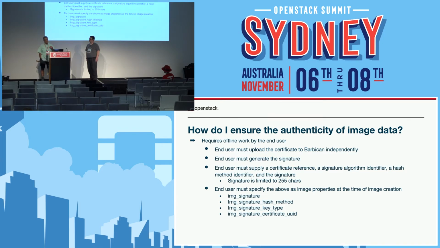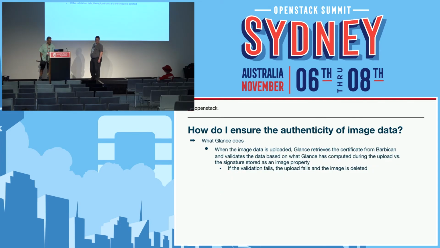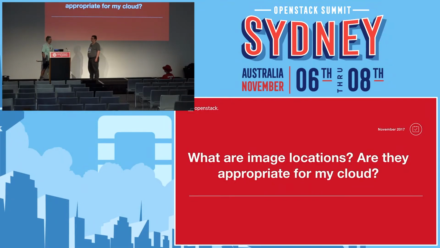The way this works is that the image data is hashed using a secure hash method that you can specify, and then the signature is created using a signature method that you specify. It's a two-step process because we need to limit the signature to 255 characters, because it's got to fit as image metadata. Just in case you're curious. The user's got to do all that and then supply all that information at the time of image creation as part of the image record. Then what Glance will do is, when the image data is actually uploaded, it will retrieve the certificate from Barbican and validate the image data based on those properties. If it fails, it just deletes the image, because we figure you don't want that hanging around if there was some kind of problem. And that's pretty much all I have to say about that one.